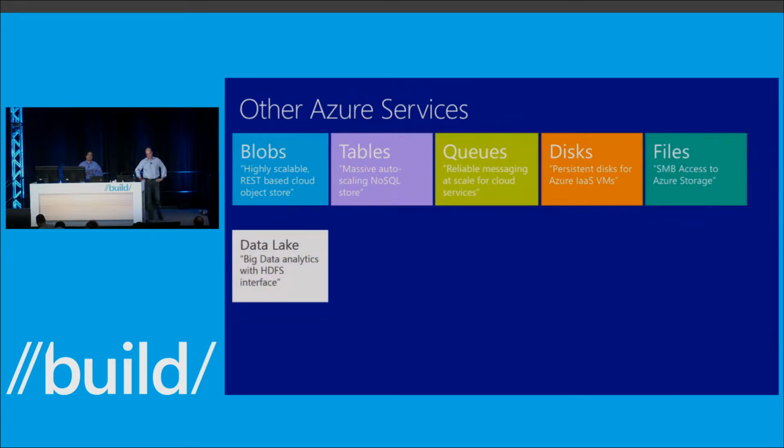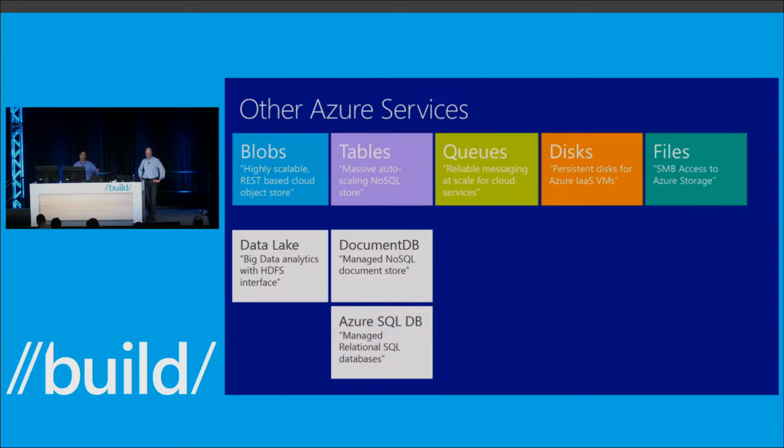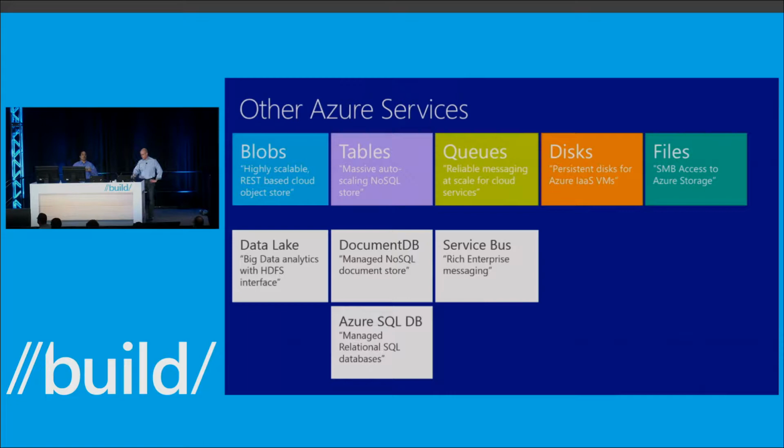Other complementary Azure data offerings: we just heard about Data Lake, which is big data analytics with an HDFS interface. They're building on top of Azure Storage as well. So all of the data that you store into Data Lake eventually comes to Azure Blobs. DocumentDB, if you're more interested in a JSON document store in the NoSQL family, you want to look at DocumentDB. And of course, if you're interested in full-blown relational databases, Azure SQL DB gives you a great offering that's a managed database. And finally, if you're looking at queues but say, I need a little bit more rich queue offerings, like PubSub, in-order delivery, things like that, you may want to look at Service Bus.